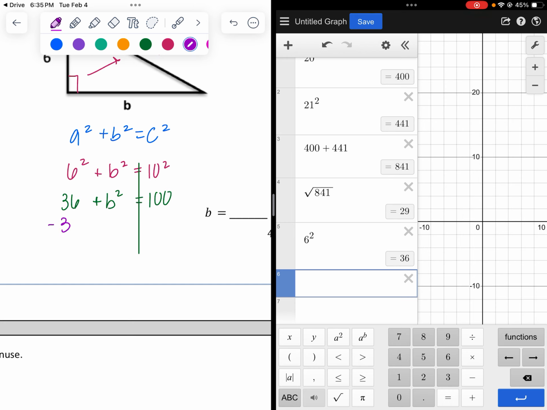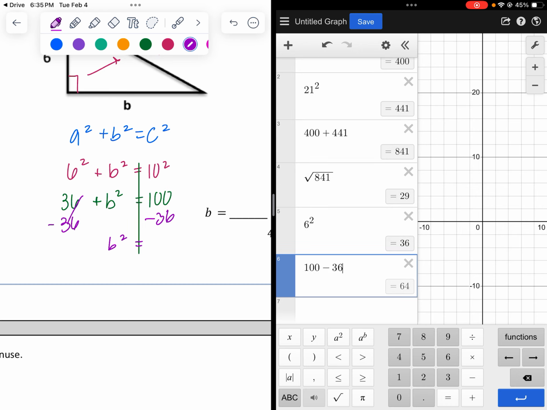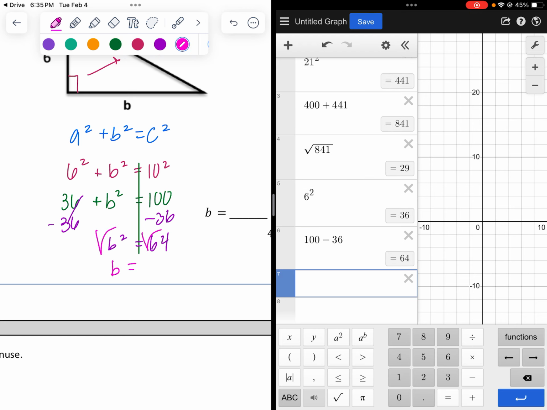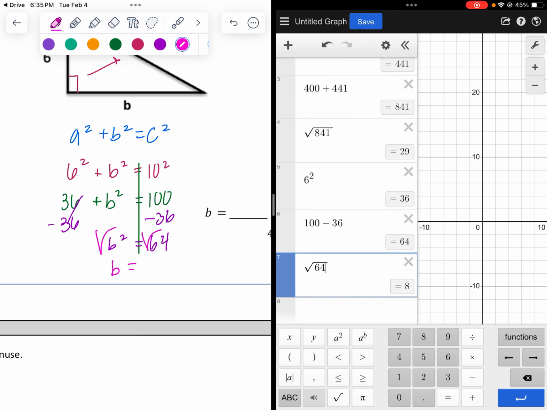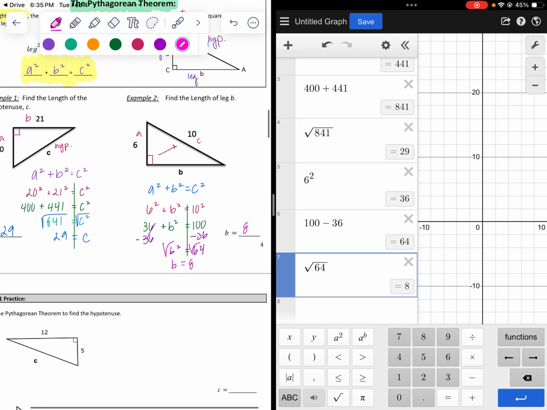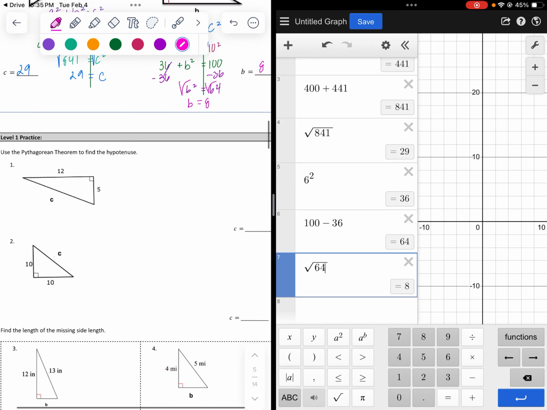Okay, I'm going to subtract 36 on both sides. I'm left with b squared is equal to 100 minus 36, which gives me 64. Same exact thing, right? I have b squared, but I have to have one b, so I'm going to take the square root of both sides. So b is equal to, and in my calculator I'm typing the square root of 64. That gives me a value of 8. Okay, so let's go ahead and do the other examples.